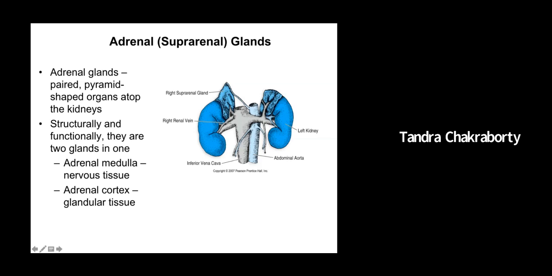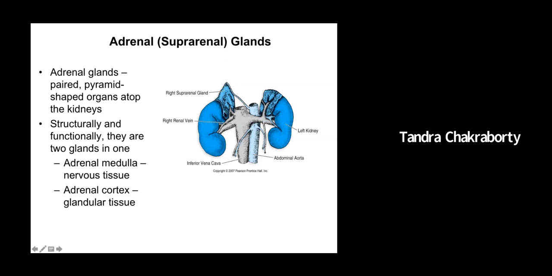These adrenal glands are also known as suprarenal glands because they sit on top of the renal glands, and as such they are also called suprarenal glands. They are pyramid shaped and are extremely important for our survival. Okay, the adrenal gland consists of two main tissues.